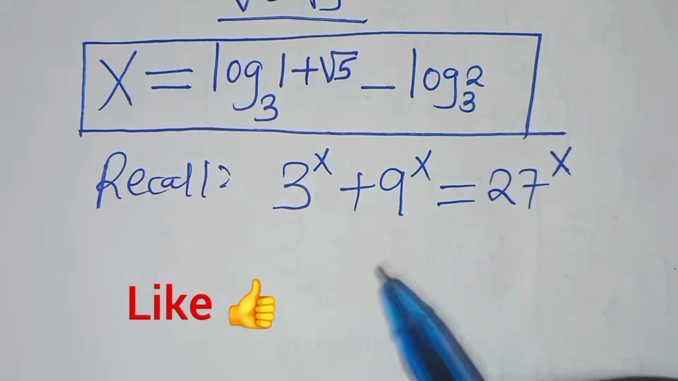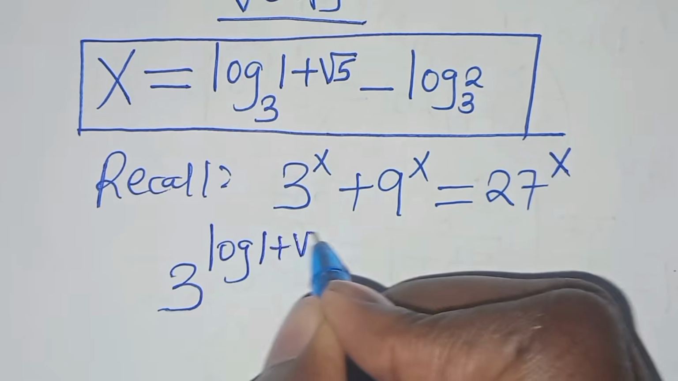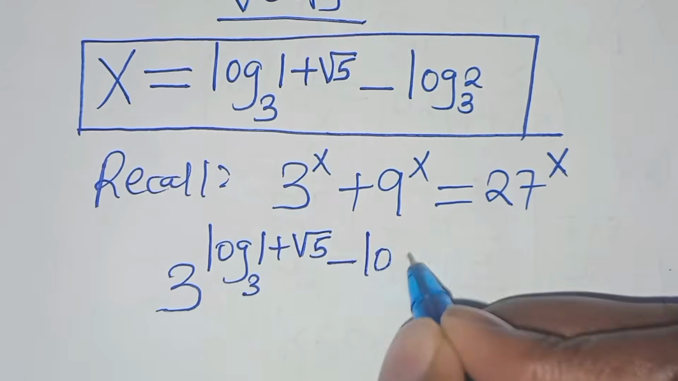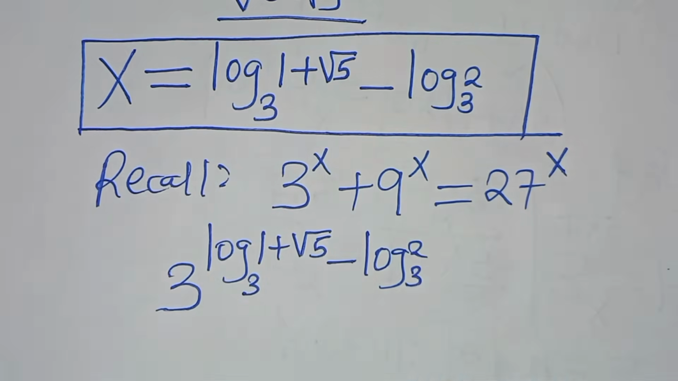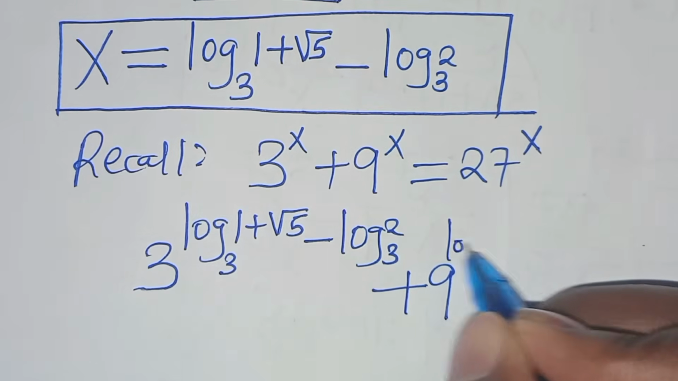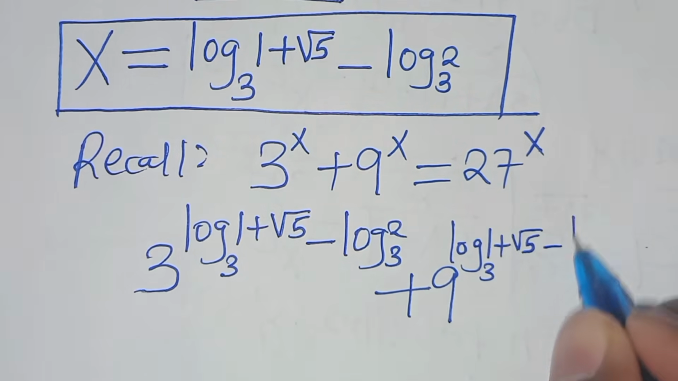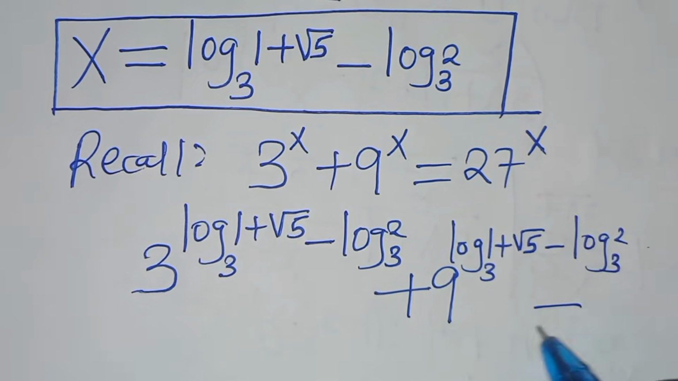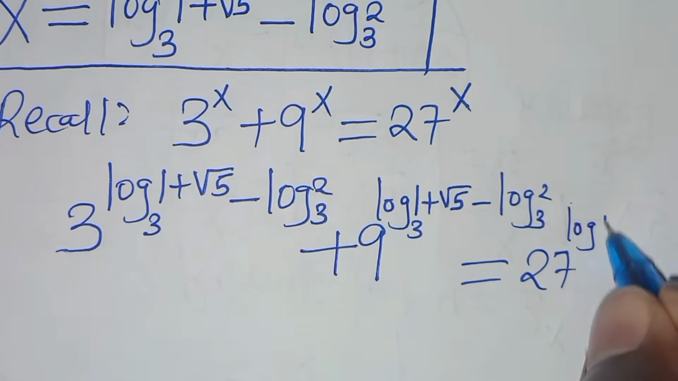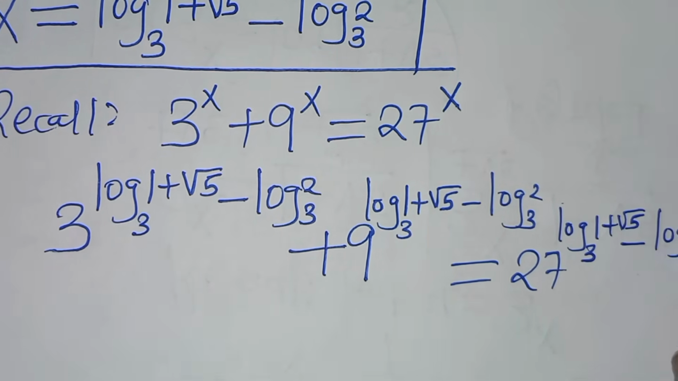Let's substitute the value of x from here so that we have 3 raised to the power of log of (1 plus square root of 5) to base 3, then subtract log 2 to base 3, plus 9 raised to the power of log of (1 plus square root of 5) to base 3, subtract log 2 to base 3. This is equal to 27 raised to the power of log of (1 plus square root of 5) to base 3, subtract log 2 to base 3.